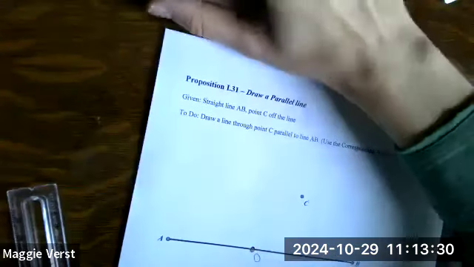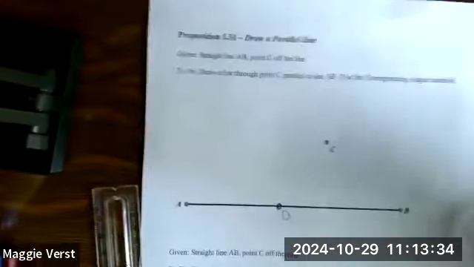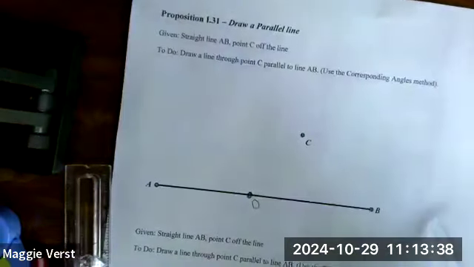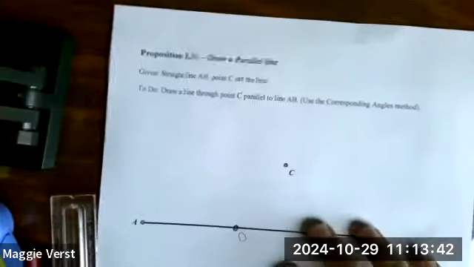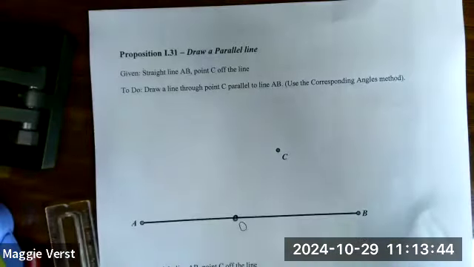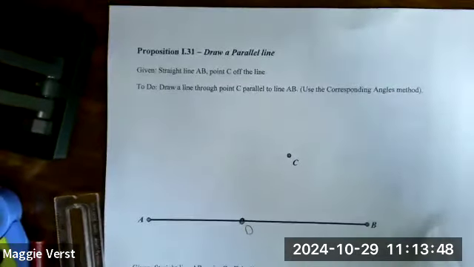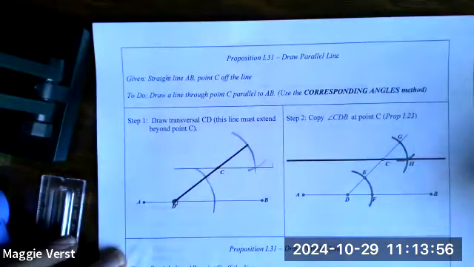Oh, I'm gonna walk you through these props here. So, drawing parallel lines, but through a couple different methods. Let me make sure that you can see this. Cool. All right, so there's two different methods. They're both drawing parallel lines.